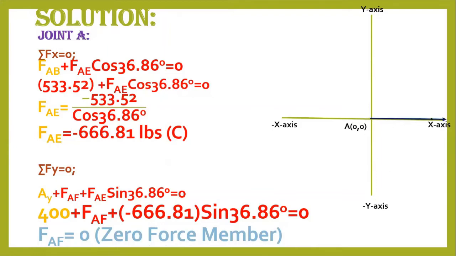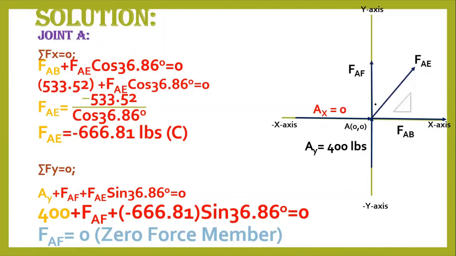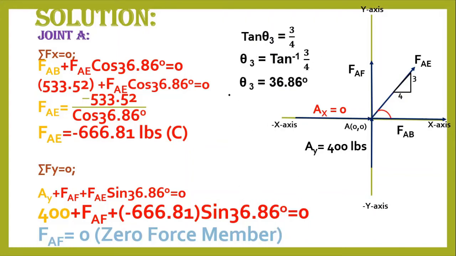There is one force acting over here, that is FAB, and AX equals 0, and then there is a support also, AY equals 400 pounds, and there is another force, that is FAF, and there is another inclined force, FAE. And you know how we can calculate the angle? So again 3 and 4, so the angle comes out to be theta 3. So you have to apply tan theta 3 equals 3 upon 4, theta 3 equals tan inverse 3 upon 4, so you will get the value of theta 3 equals 36.86 degrees.